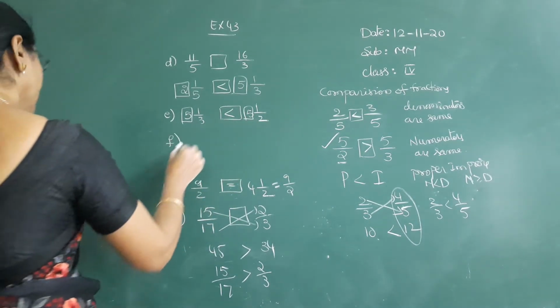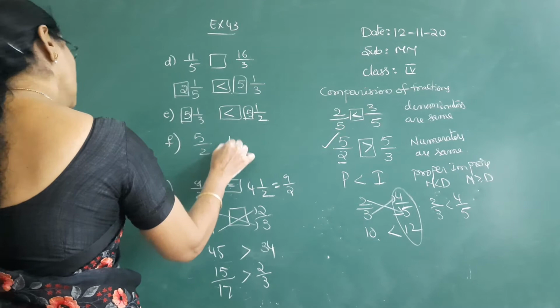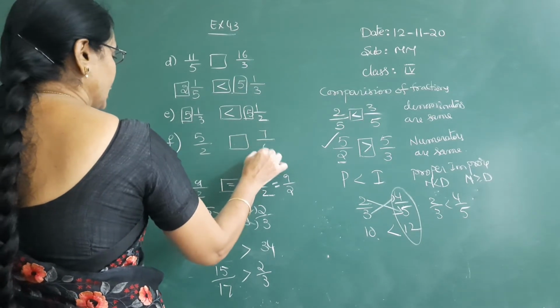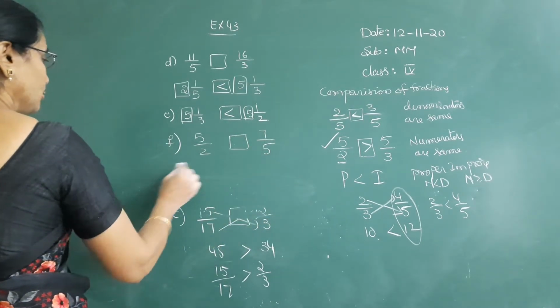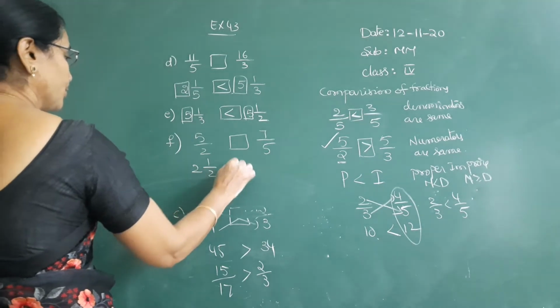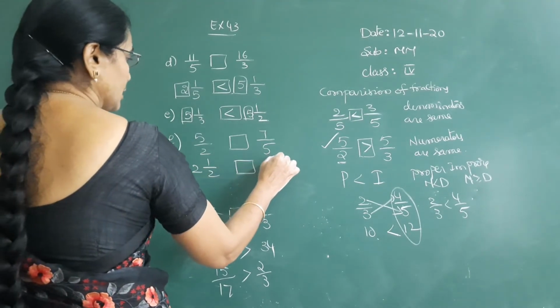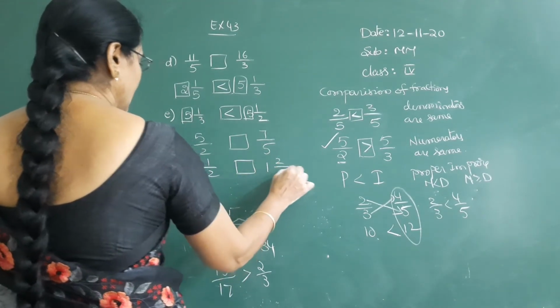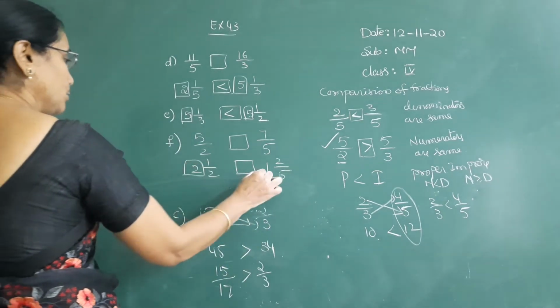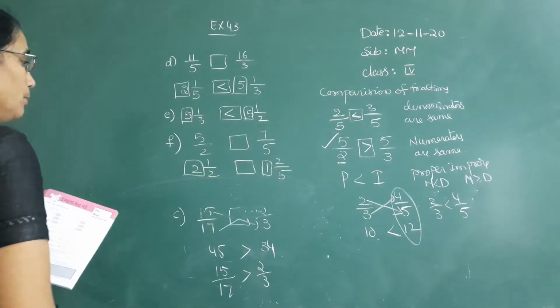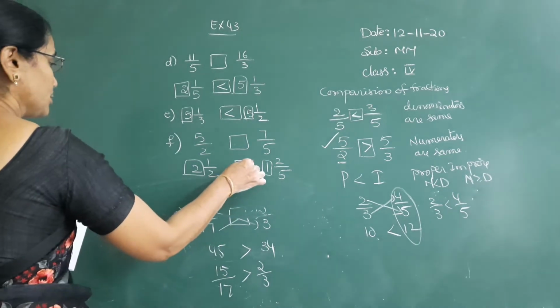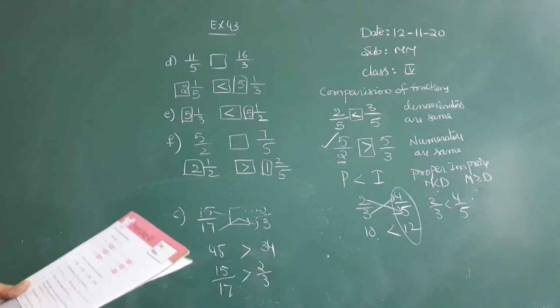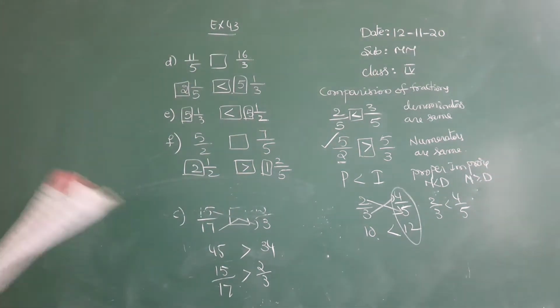See the fifth one. 5 by 2, 7 by 5. Okay, so convert this into mixed. 2 1 by 2. This is 1 2 by 5. Comparing the whole parts here, 2 and 1, which whole part is more, that fraction is more, so you have to keep greater than. That is the method to compare the fractions.